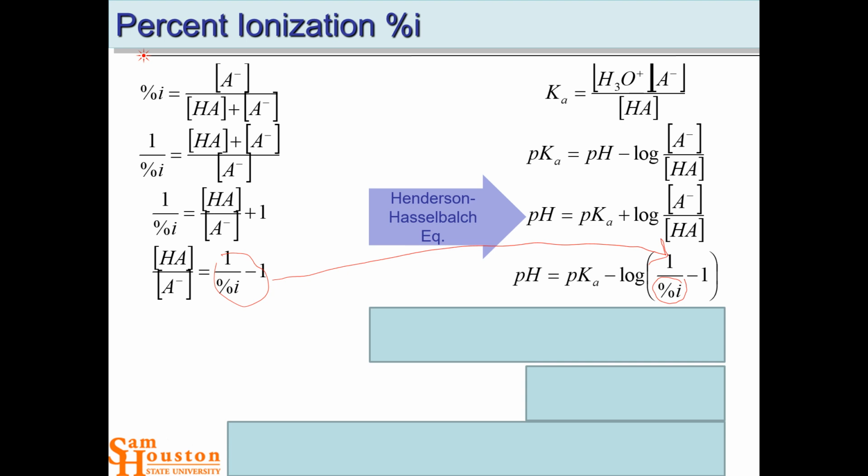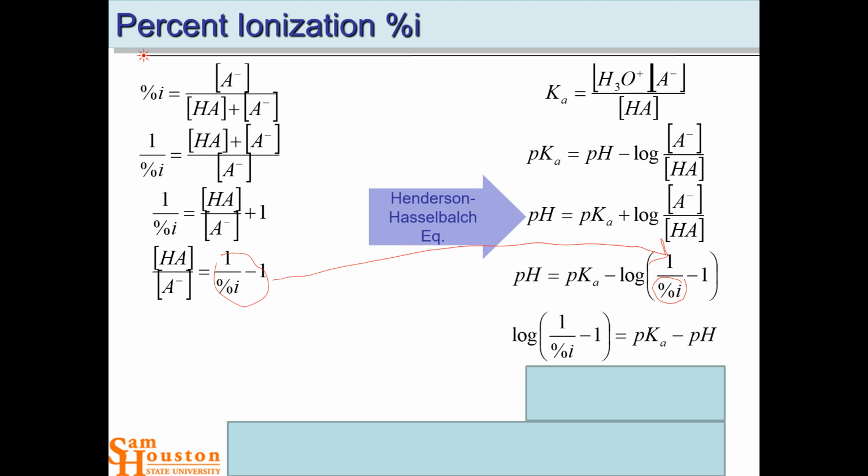So let's get this guy out of the bottom of that log. It's kind of buried in there. Let's pull it out and write it in terms of the others. So I'm going to move the pKa to the other side, and let's change the signs and everything. And now I want to get rid of that log. So it's going to be 10 to the whatever. Okay, so 10 to the pKa minus pH. That got rid of the log.